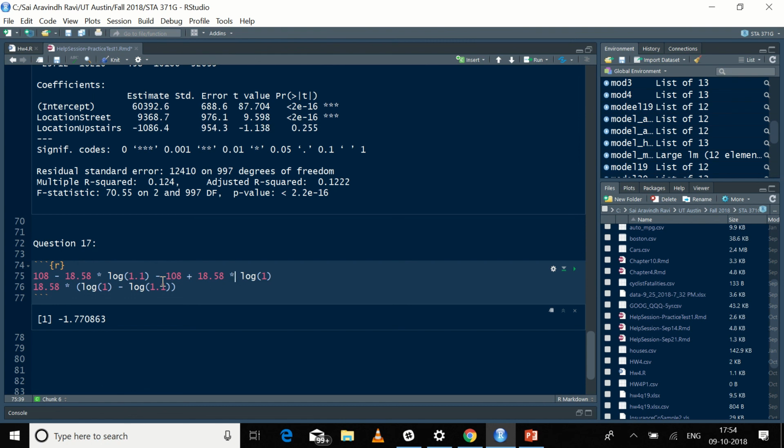No, I told you, R doesn't take in ln. Log is ln in R. So by doing this, I'm just eliminating 108. So I'll just write it as 18.58 times log of 1 minus log of 1.1, which is minus 1.77. Questions?